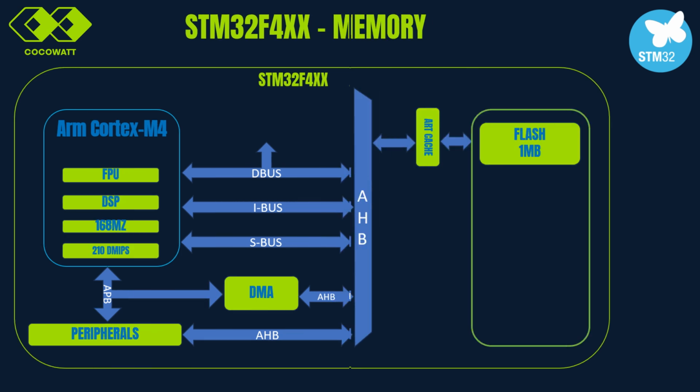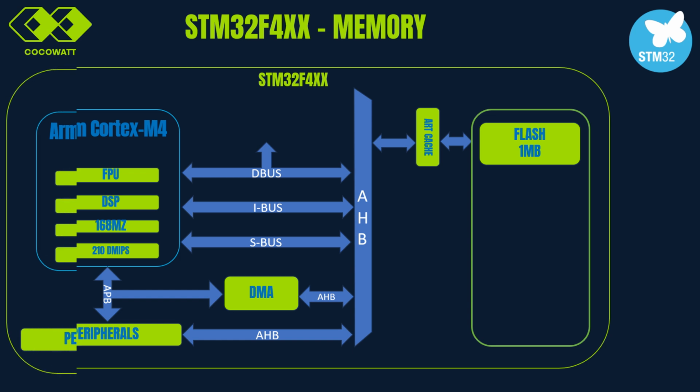First up, flash memory. This STM32 has up to 1 MB of flash memory, which is used to store your program code. It's connected to the CPU through the ART Accelerator, ensuring fast and efficient access to your code.